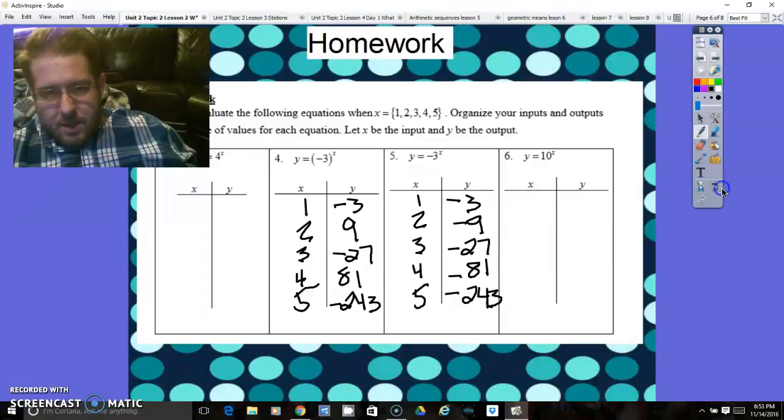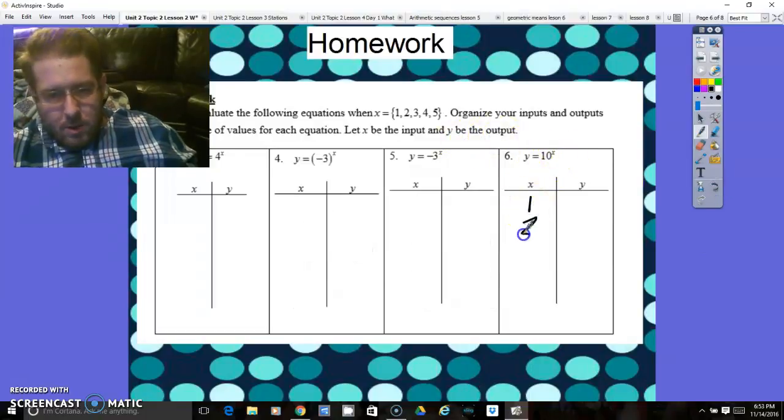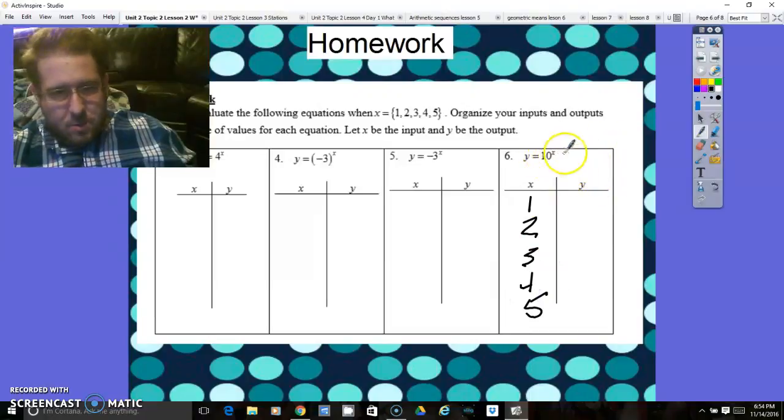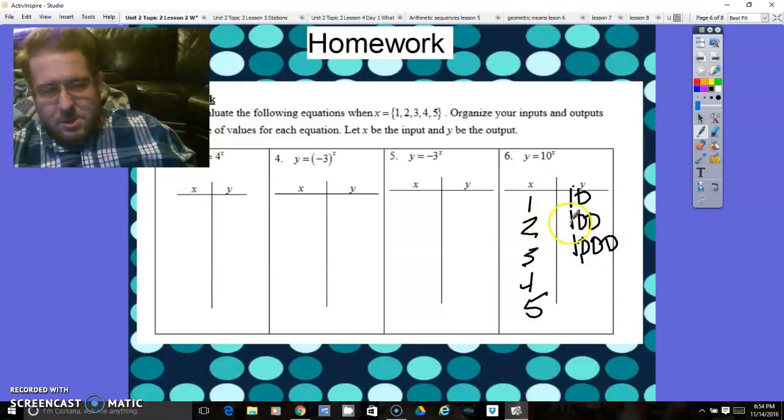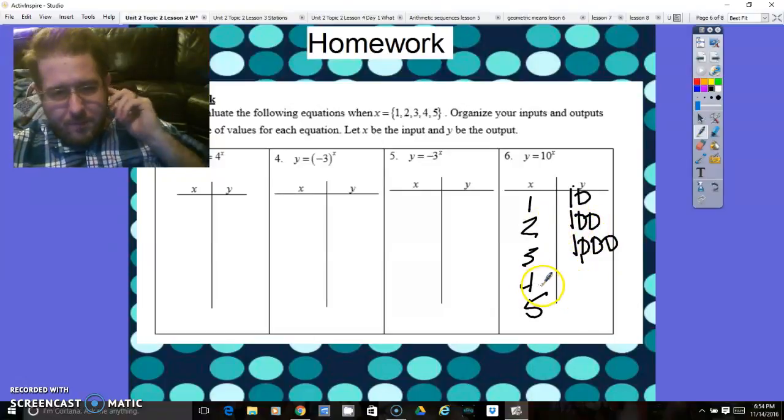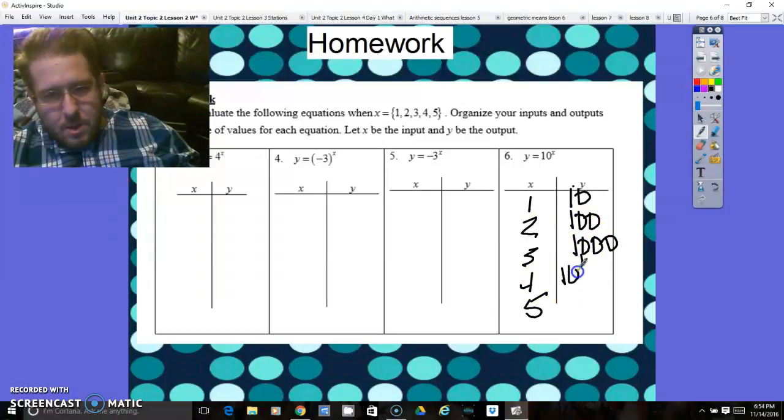All right, so let's erase those. Number 6, 1, 2, 3, 4, 5. I'm hitting 11 minutes, so I need to make this quick. 10 to the first power is 10, 10 to the second power is 100, 10 to the third power is 1,000. You're noticing that the number of zeros is always whatever the input is. This is going to be 10,000, and this is going to be 100,000.